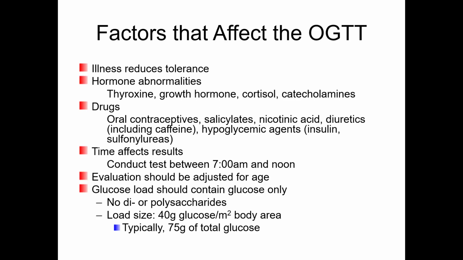Factors that affect the oral glucose tolerance test: illness reduces the tolerance. Hormonal abnormalities such as thyroxine, growth hormone, cortisol, catecholamines, certain types of drugs. The time of day: you want to conduct the test between 7 a.m. and noon. Evaluation should be adjusted for age. And glucose load should contain glucose only, no dye or polysaccharides. The load size should be 40 grams of glucose per meter squared of body area. Typically, that equates to 75 grams of total glucose.